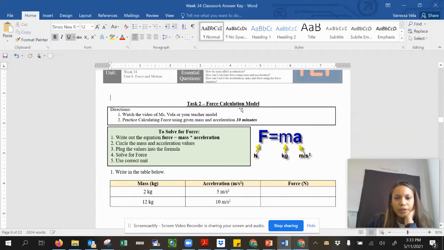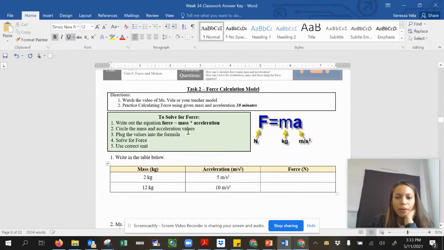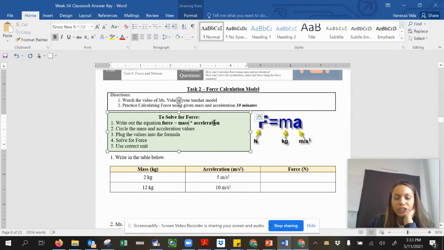Hi guys, so I'm going to show you how to calculate force from mass, given mass and acceleration. So you're going to follow these steps listed on here. This is going to stay with you.